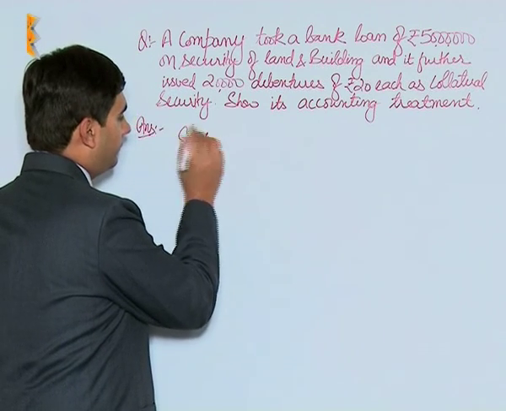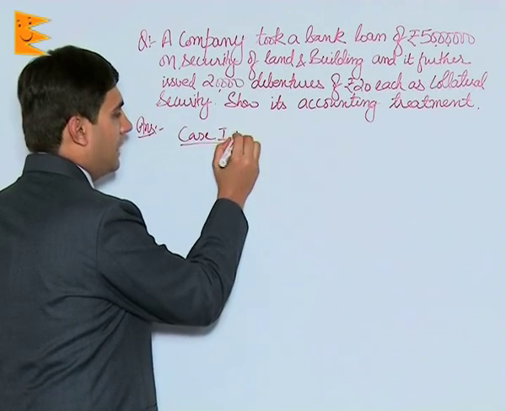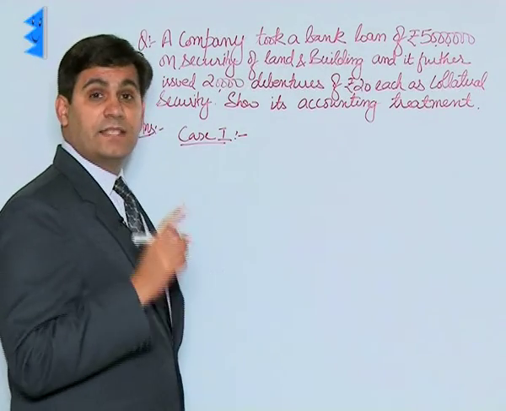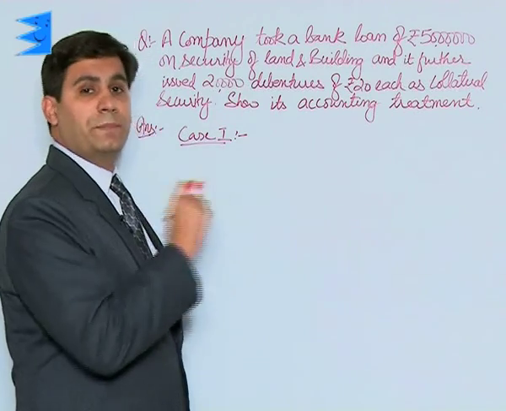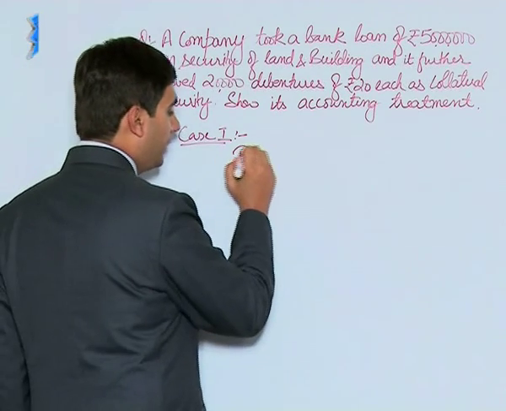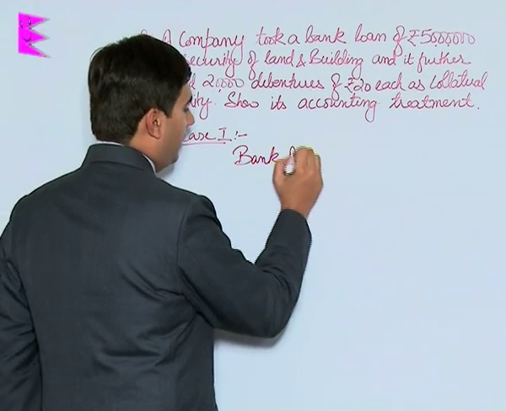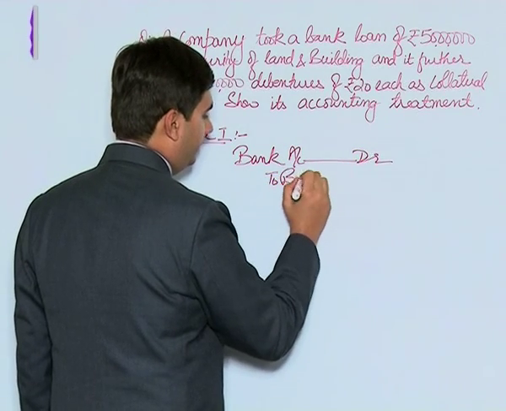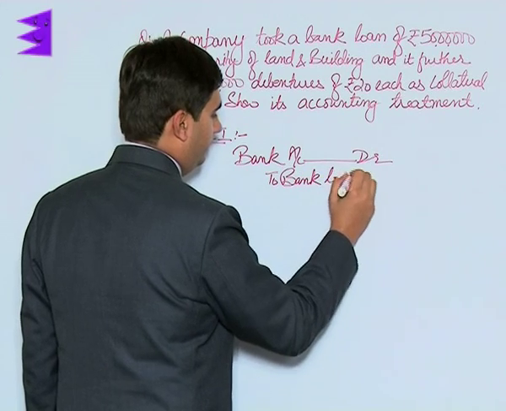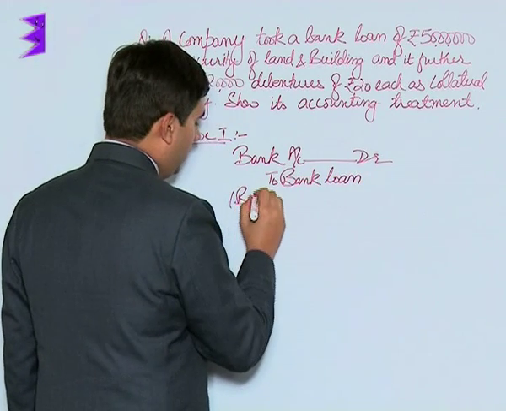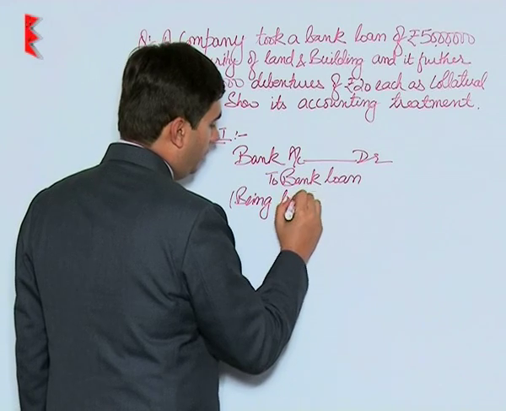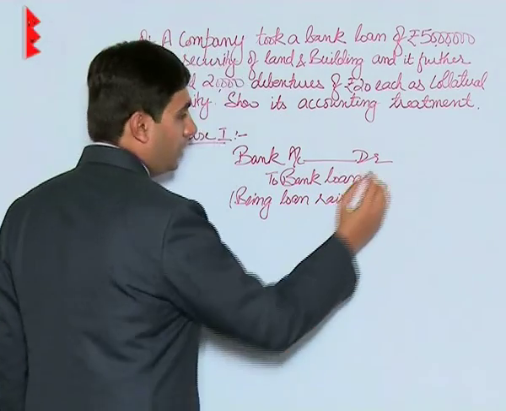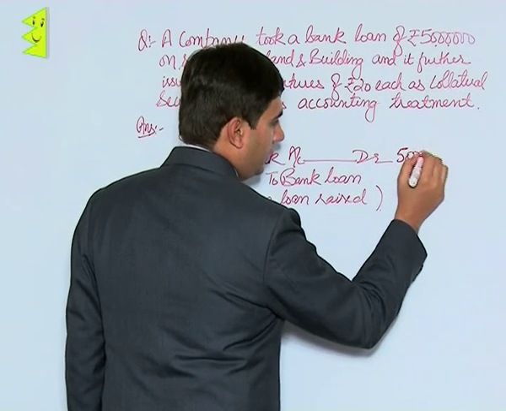Case 1, that is no journal entry for issue. But remember, in this case, entry for loan should be passed. So the entry for loan would be bank account debited to bank loan. Being loan raised. That is 50 lakhs.